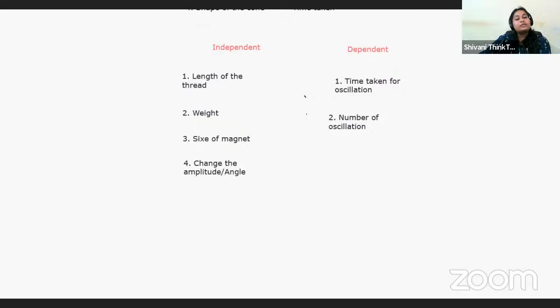Ma'am, the force you apply in pulling the thread and leaving it depends on the speed. So the more the force, the more the speed will be. The lesser the force you apply, the lesser the speed. Let me write that. So the force is independent. And what do you think is dependent? Ma'am, the time taken. I think independent should be force and dependent should be speed.